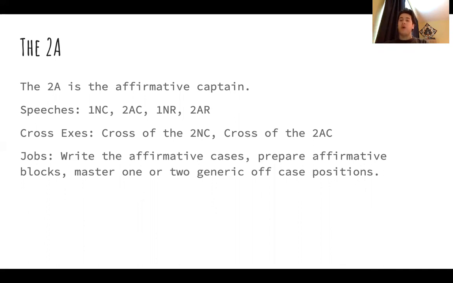Because when you're giving a 1NR, you often need to have a go-to argument. So, each year there might be one or two good generic disads. And if you can read that generic disad in the 1NR every single time, it doesn't matter that you don't have a huge knowledge of the negative, because you're only really going to have to read shells in the 1NC and then go 5 minutes on that specific off case in the 1NR. This is the position that I really liked. I think it's a great way to dive into a topic to be the 2A or the affirmative captain.